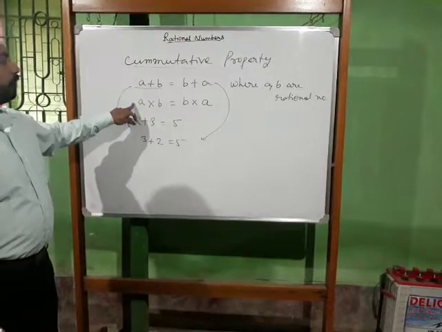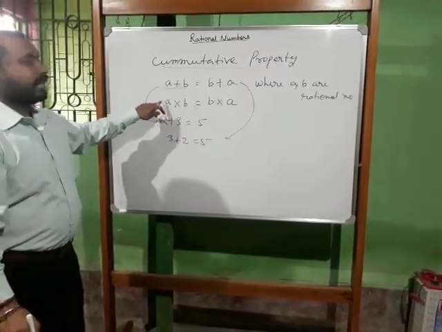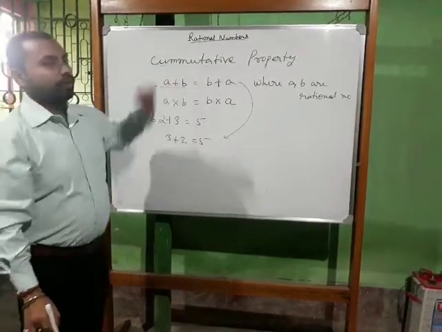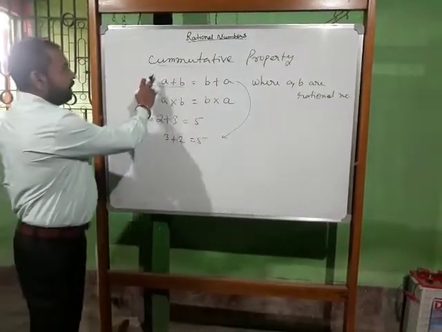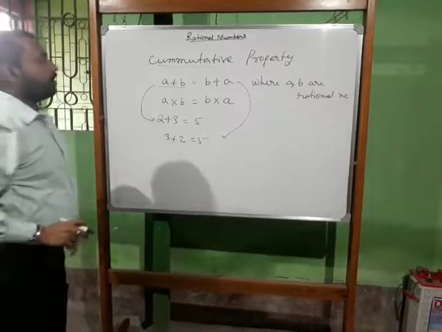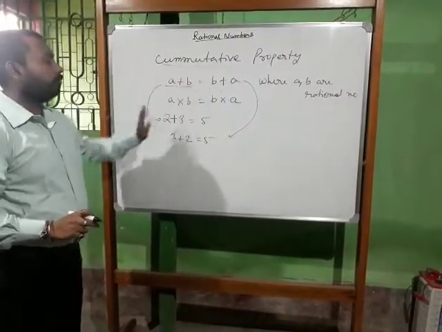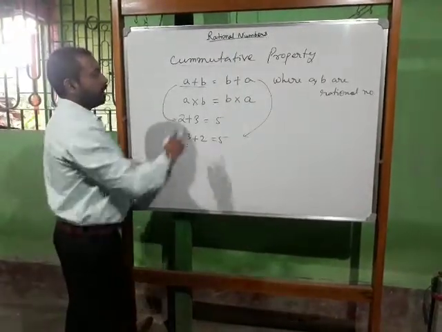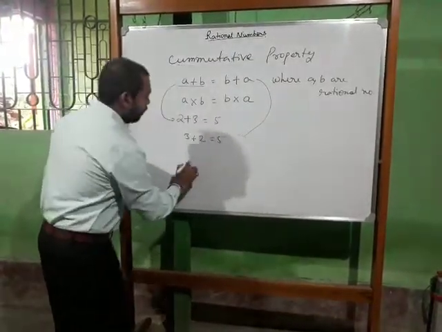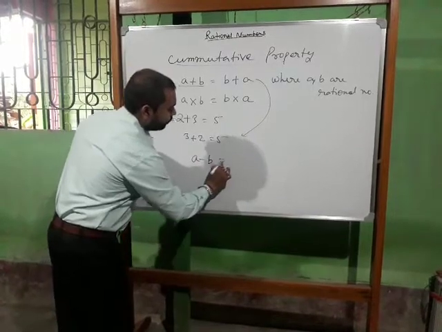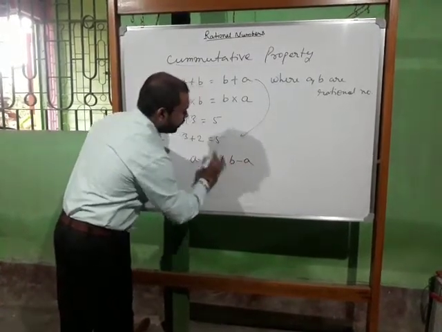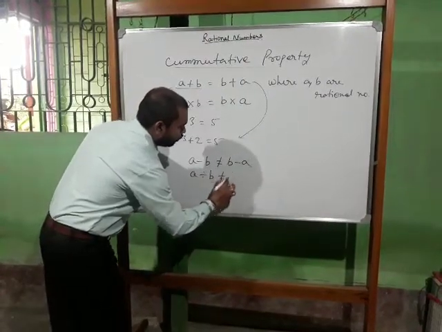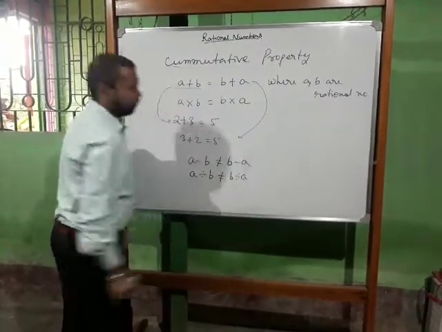In the same way, if you do it for multiplication, the result will be the same. That is, commutative property is applicable for rational numbers. But only for addition and multiplication is commutative property possible. For subtraction and division, commutative property is not possible, because A minus B and B minus A are not equal. Again, A divided by B is not equal to B divided by A.